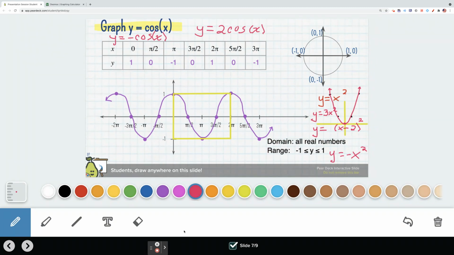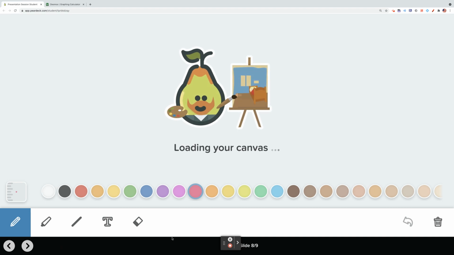All right, so we're going to go on to one more. We're going to do the tangent together. You ready? This one could be a little bit tricky. Here we go. This could be tricky.